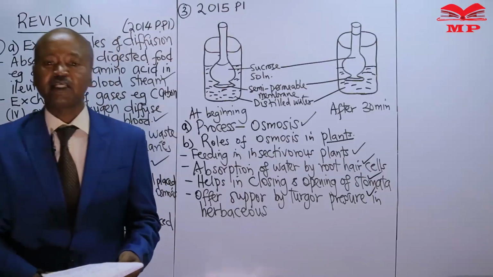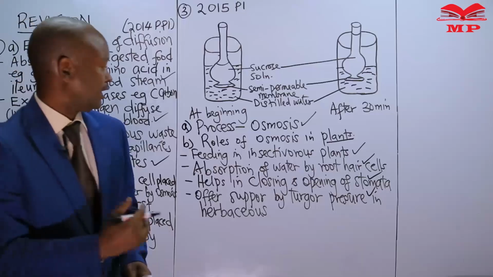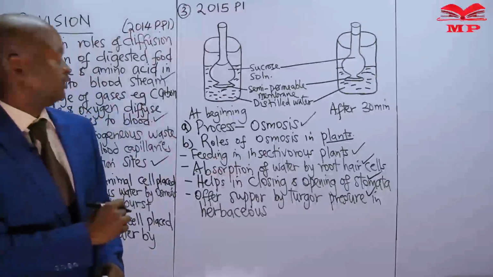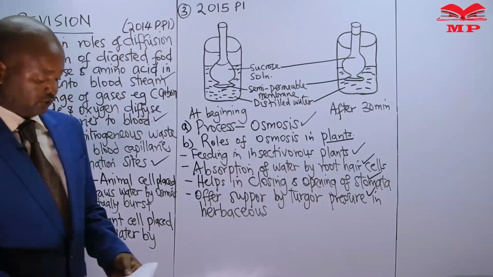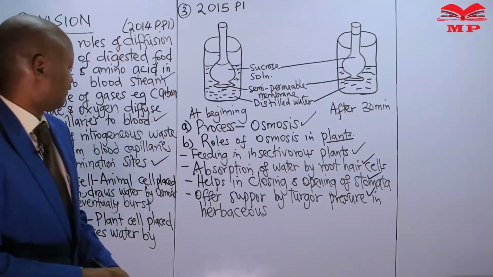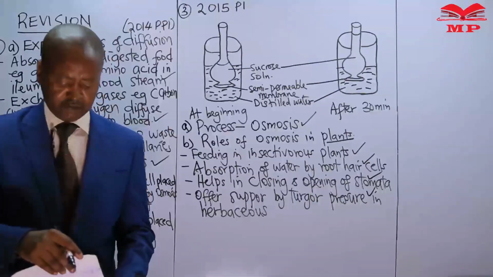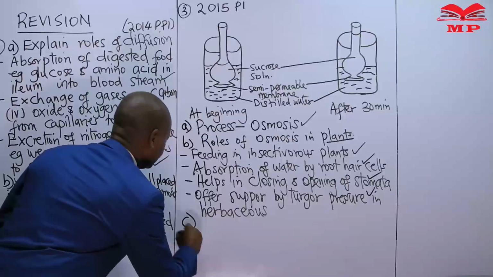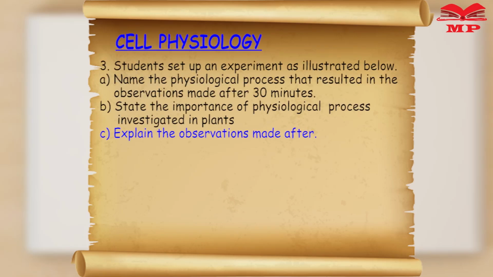Here it was just to state the importance, but the marks indicated were only 1 mark. So only one role that was given correctly was to be marked. But for purposes of revision, we have looked at 3 extra roles. Then we have the next question, question C. The learner was supposed to explain the observation made after 30 minutes.